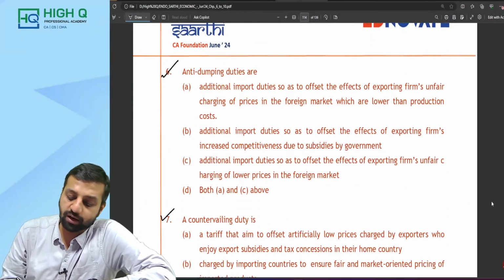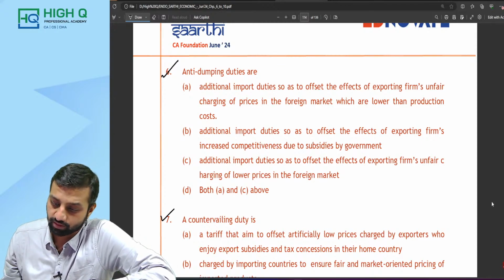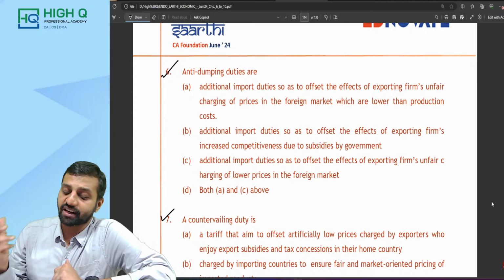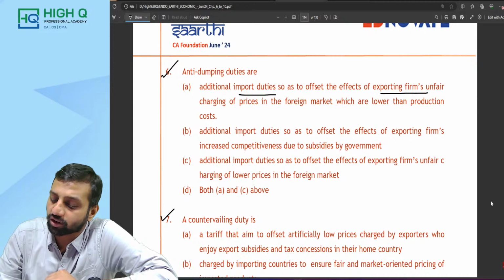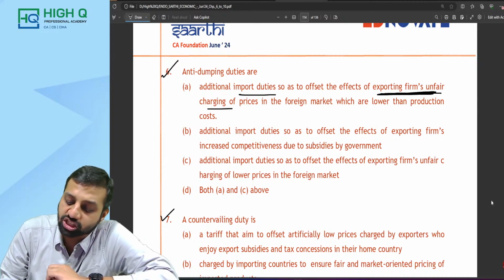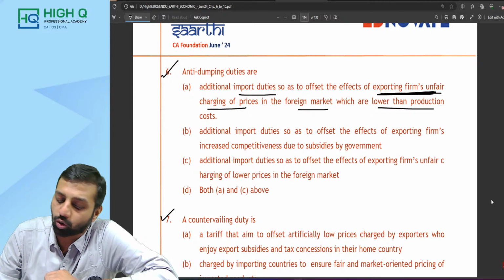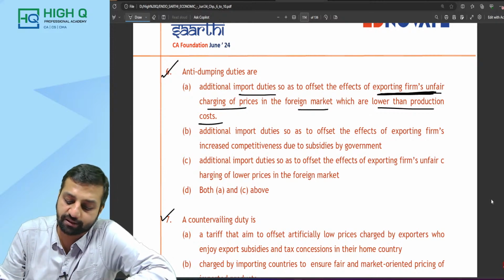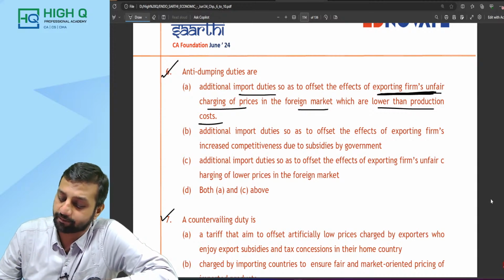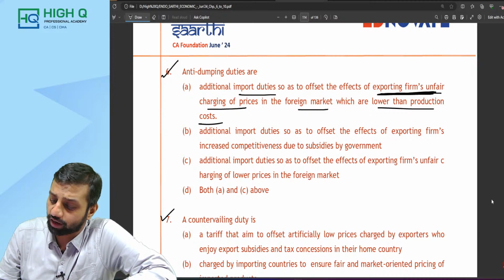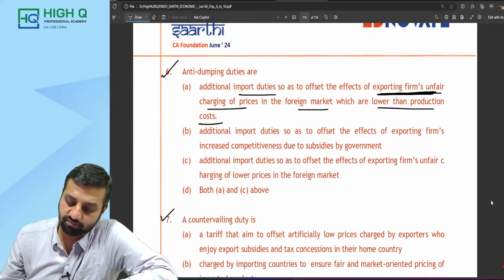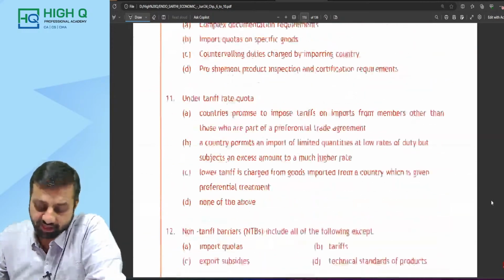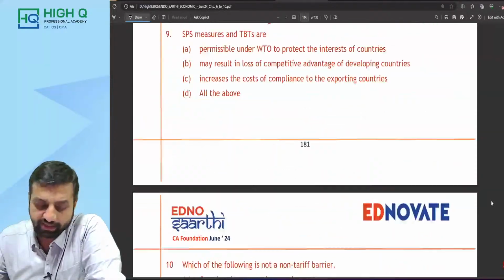What is anti-dumping? What is countervailing? So unfair trade practices. Additional import duty to offset the effect of exporting firms unfairly charging prices in foreign markets which are lower than production cost to acquire the market. Additional import duties to offset effects of exporting firms unfair charging, it's the same. So answer for the sixth one is D.